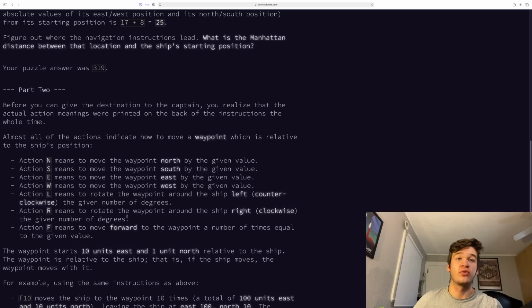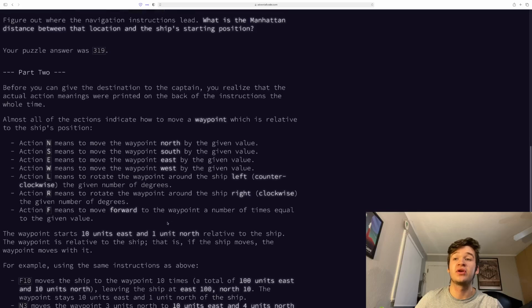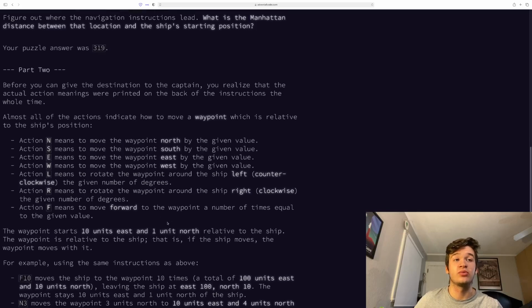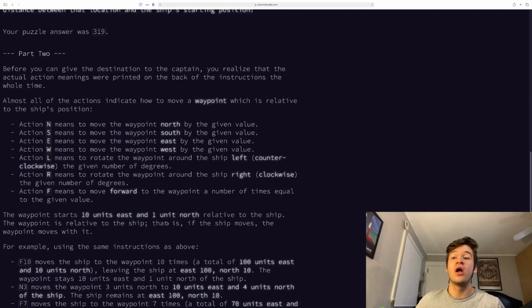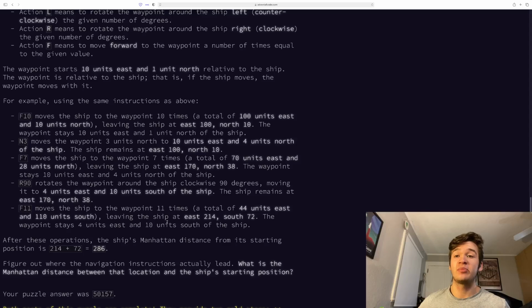So that's rotating the waypoint about the ship. And then finally, F means moving to the waypoint several times, however many times it specifies. So the waypoint starts 10 units east and 1 unit north from the ship, and the waypoint is always relative to the ship, so even when we move to the waypoint, it stays whatever amount away it was before. So it goes through an example here, and at the end we just need to return our Manhattan distance.